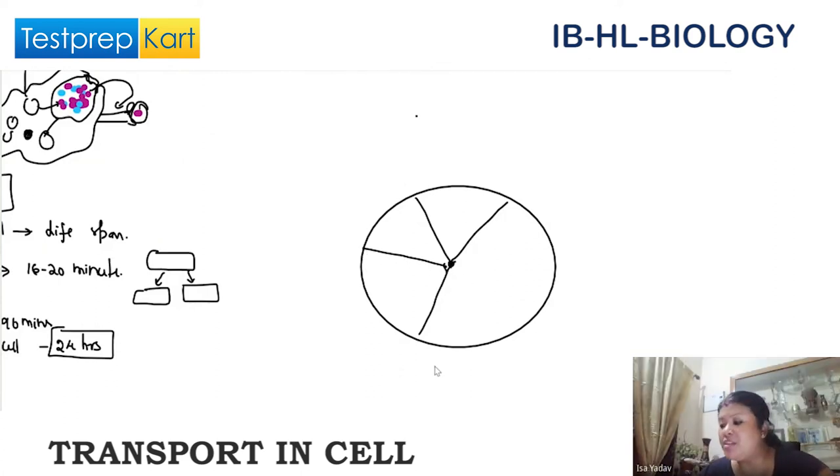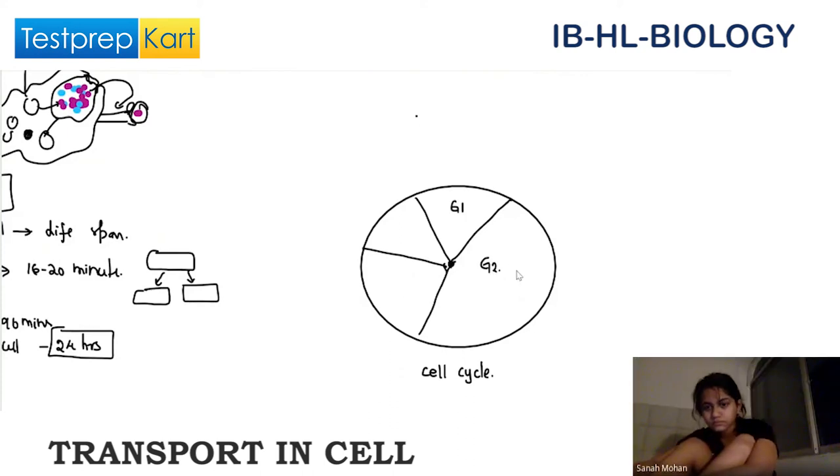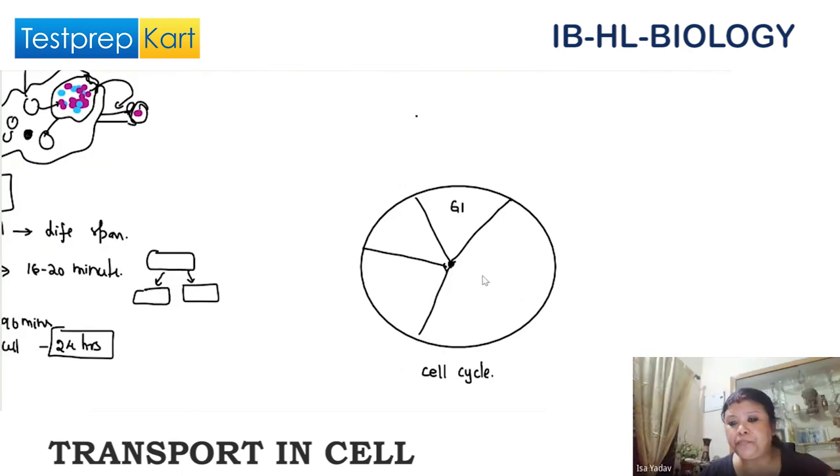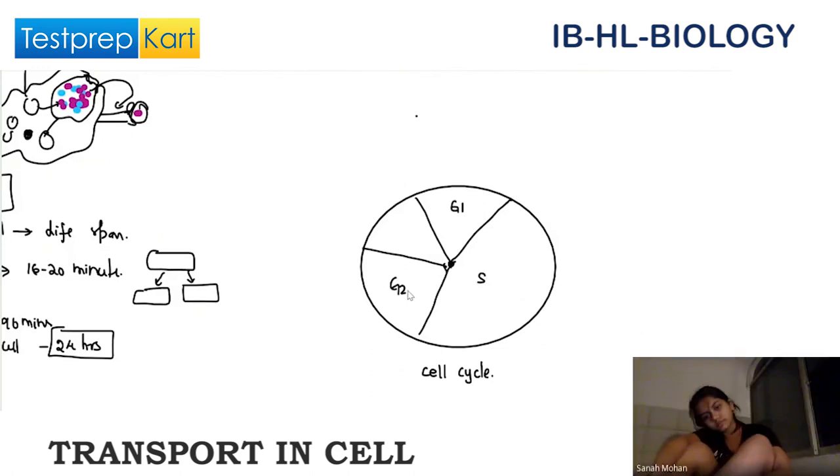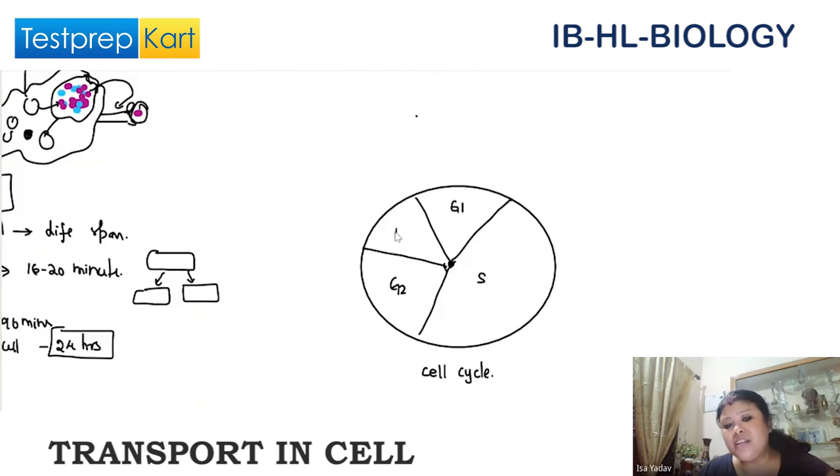What is this? This is the cell cycle. This is the life of the cell. So every life of the cell is divided into various phases. This is called the G1 phase. This is S phase. This is G2 phase. S and G2 phase. And this is M phase.